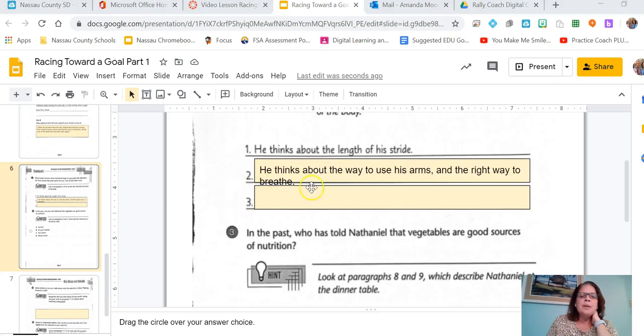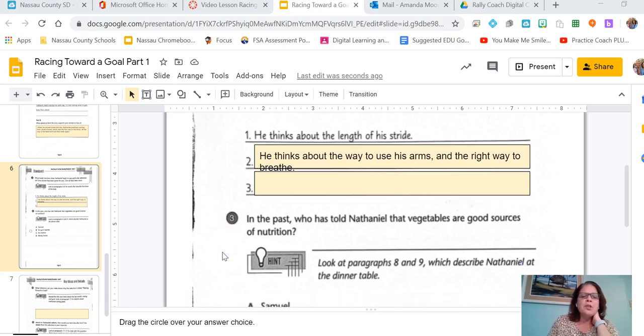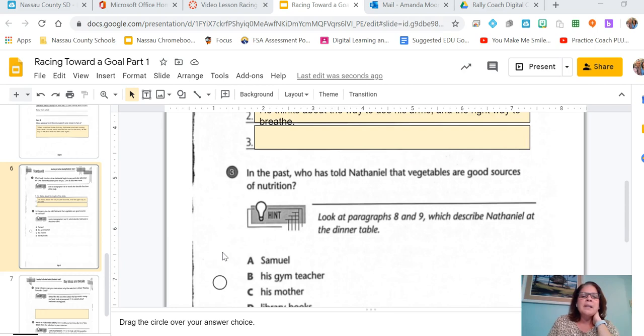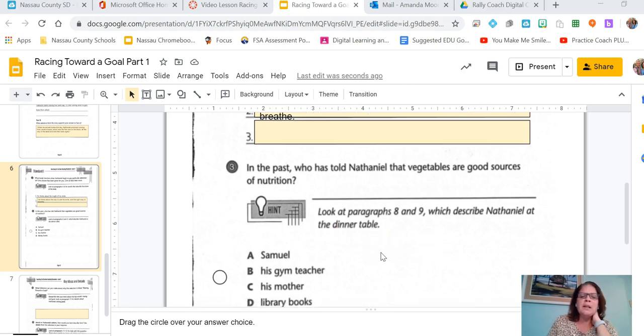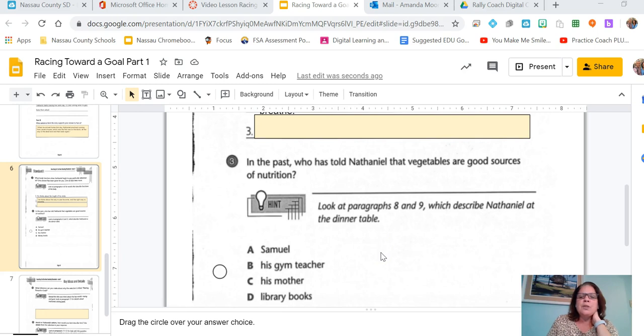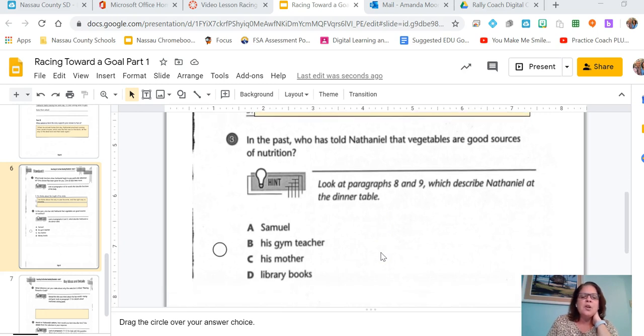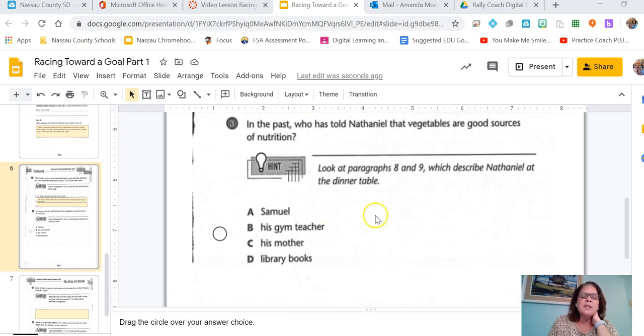After you type the second piece of evidence and the third, then you can go ahead and go to question number 3. In the past, who has told Nathaniel that vegetables are good sources of nutrition? They're telling you to go back to paragraphs 8 and 9, which describe Nathaniel at the dinner table. So I'm not going to tell you this one because this one is directly in the story.